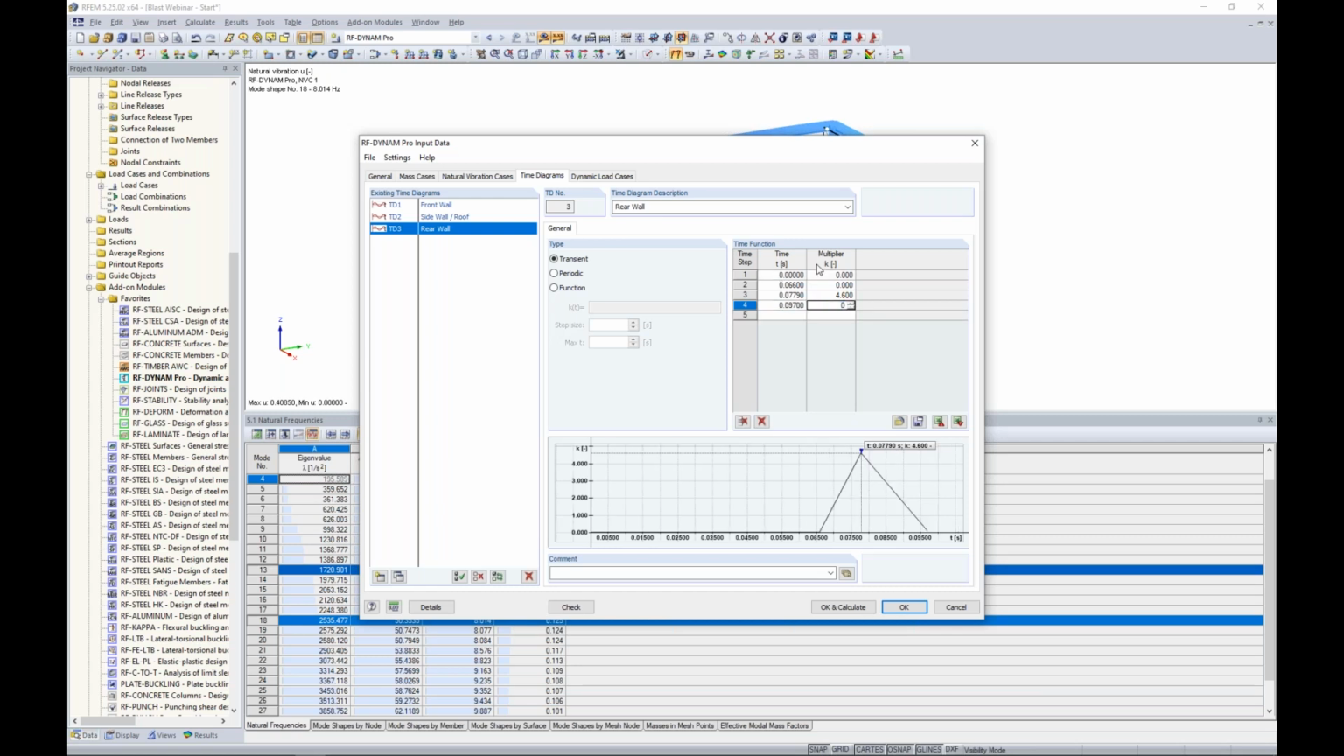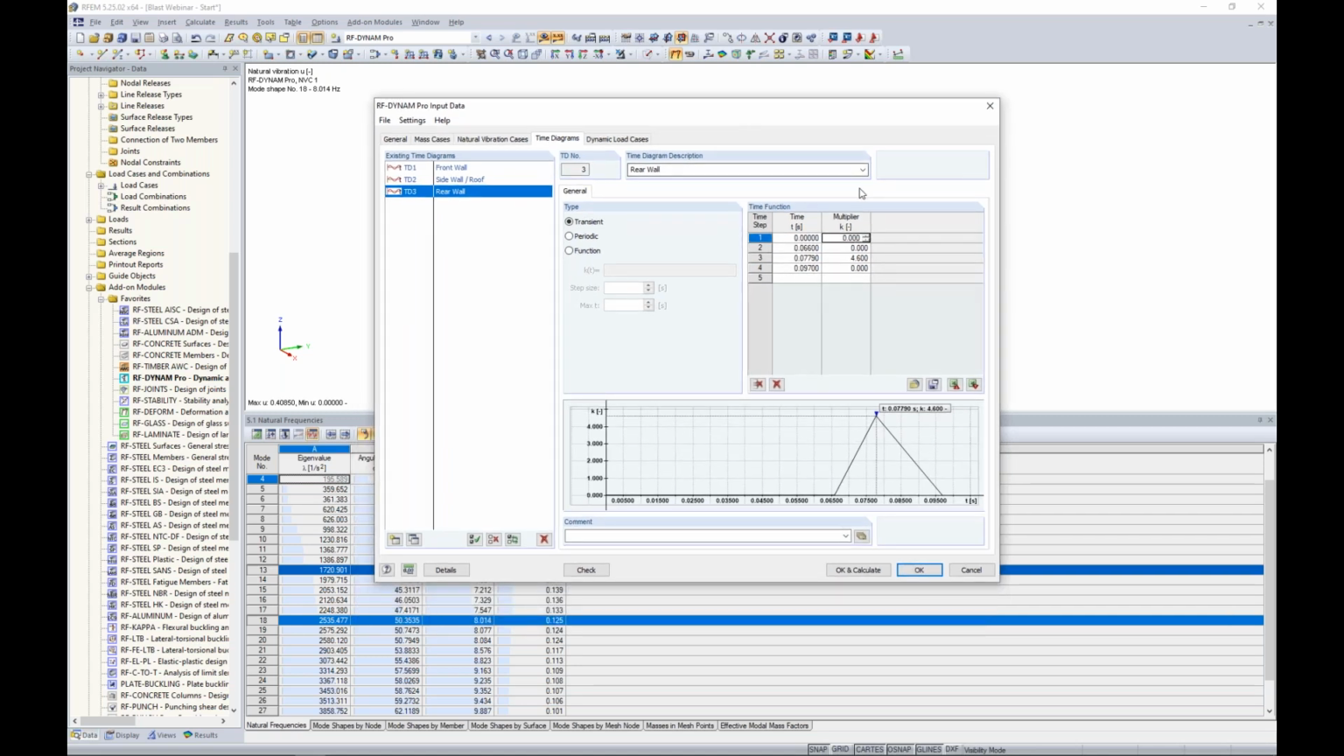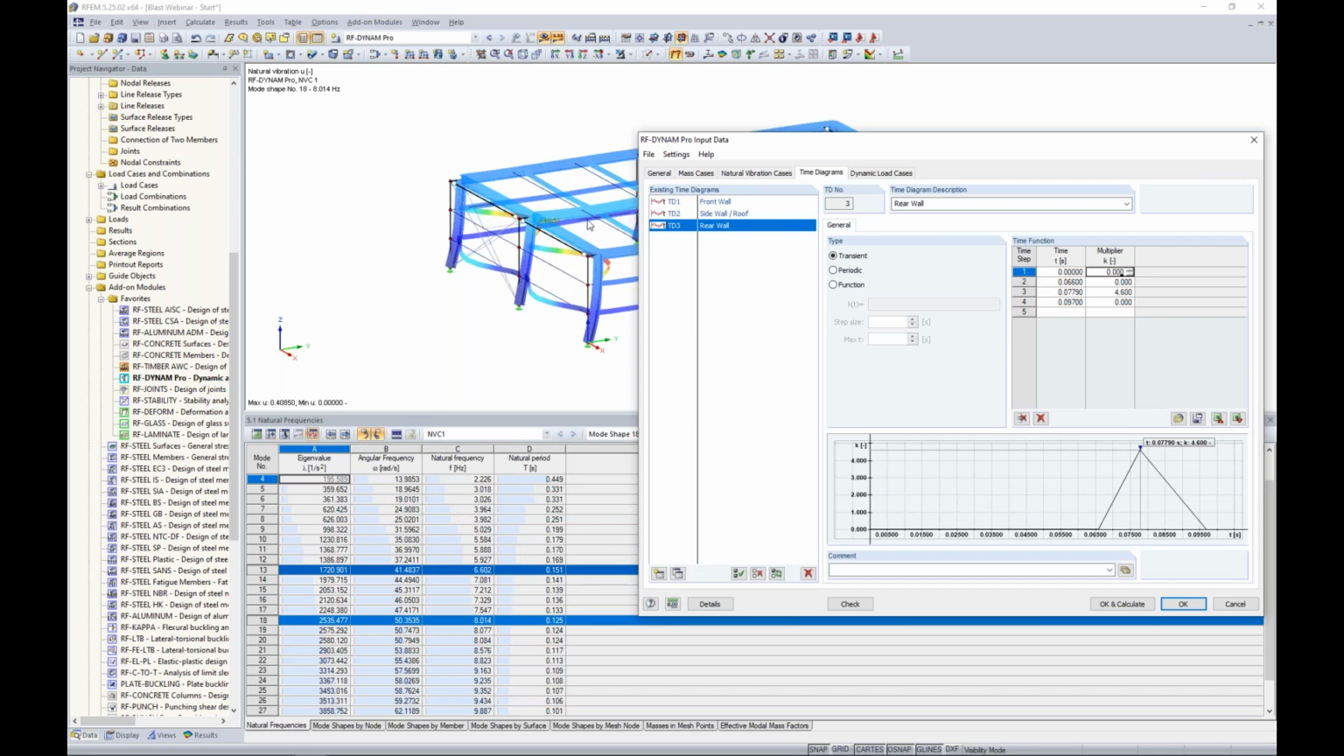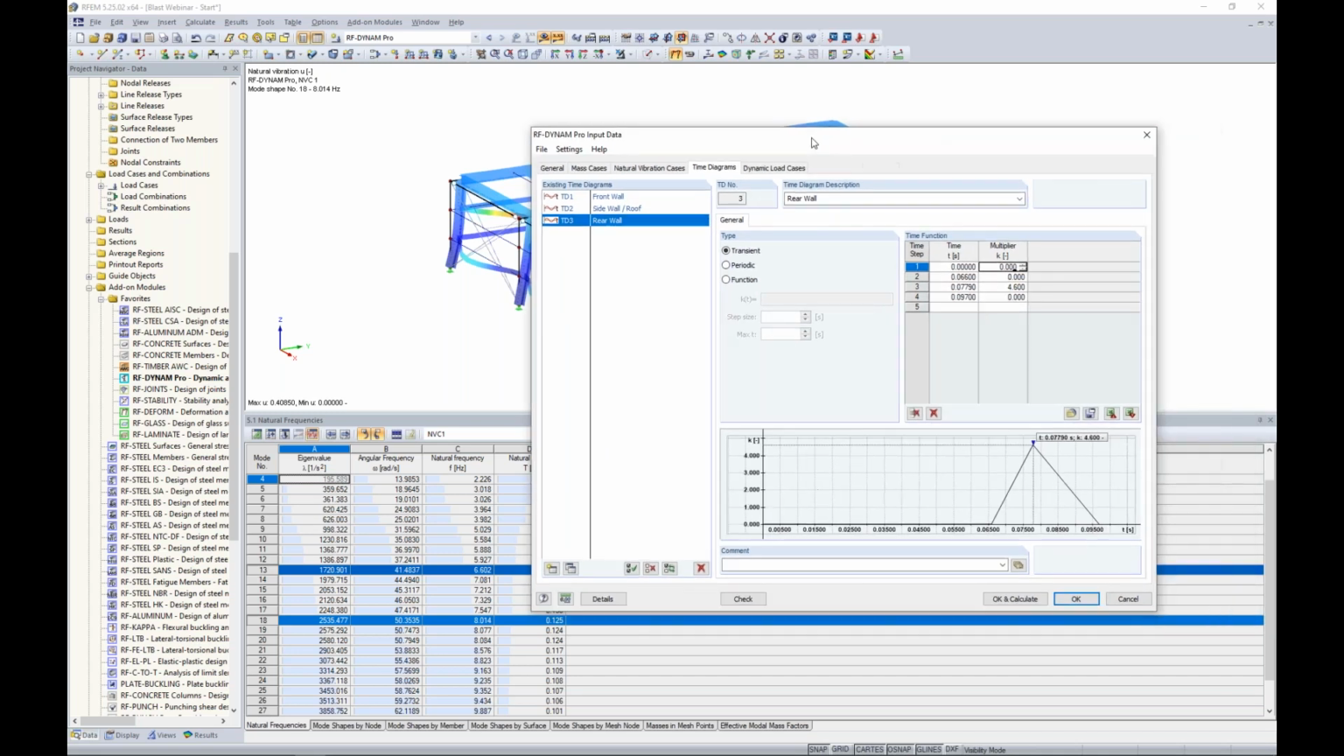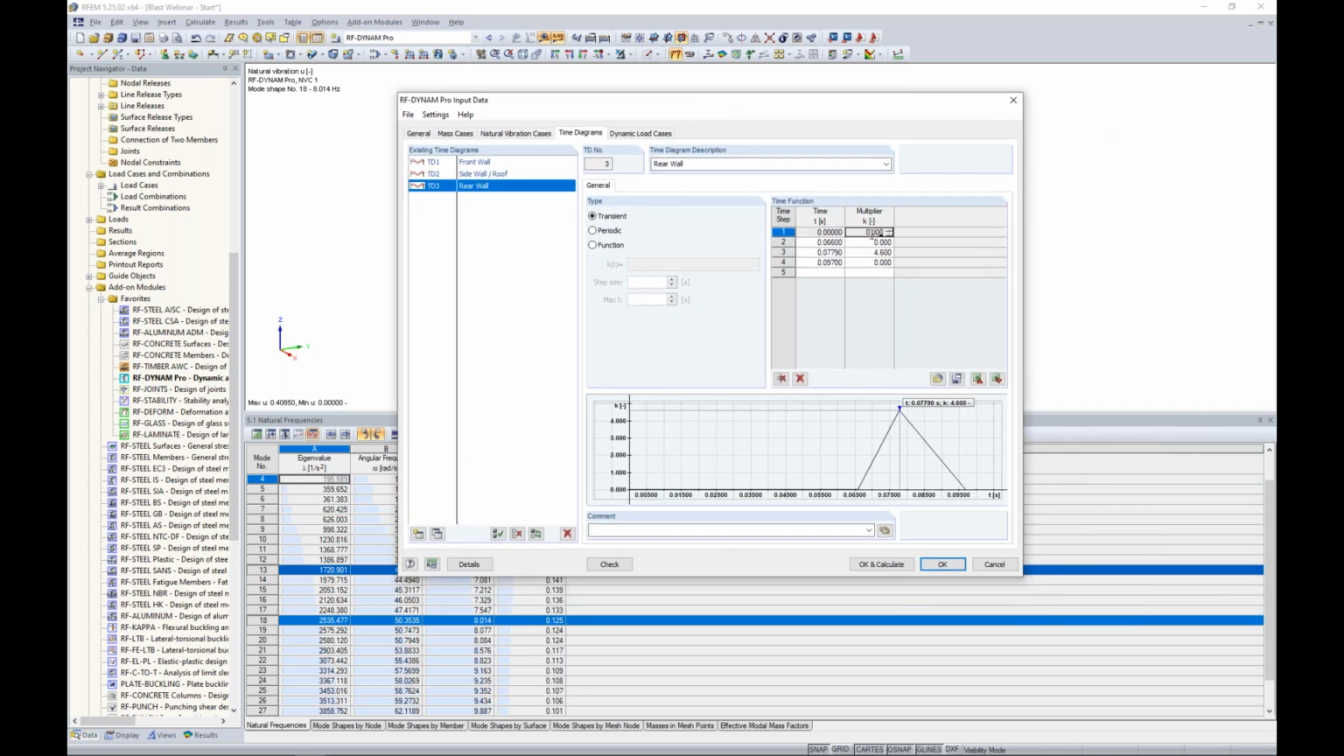Okay, so here is our time diagram for our rear wall. Now, notice that these are just multipliers. So when I say 4.6 psi, all that we're going to end up doing is relating it back to those load cases that we set in RFEM with 1 psi. So that's what I said. It was important to use 1 psi because we'll use this multiplier to affect the magnitude over the time duration.